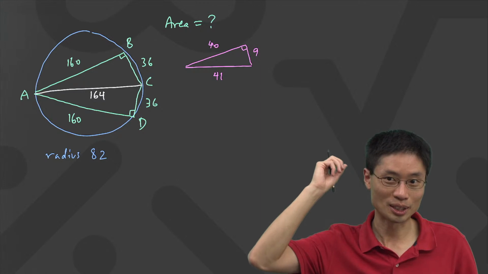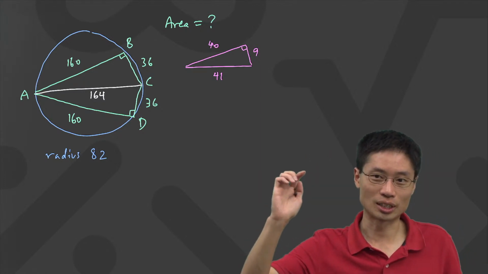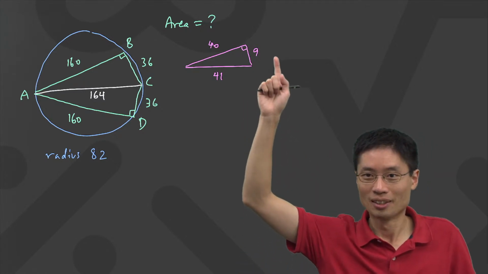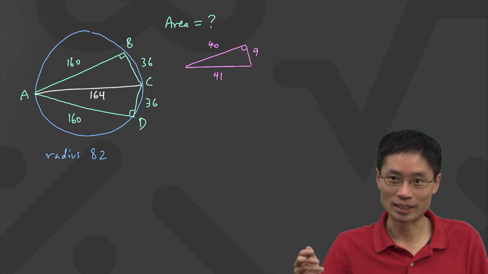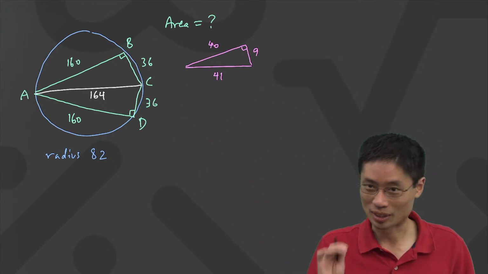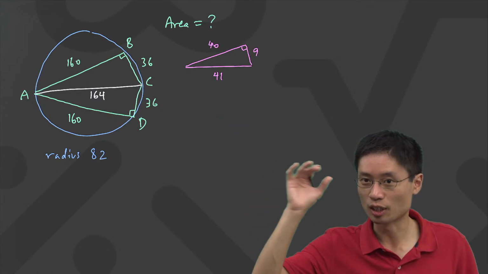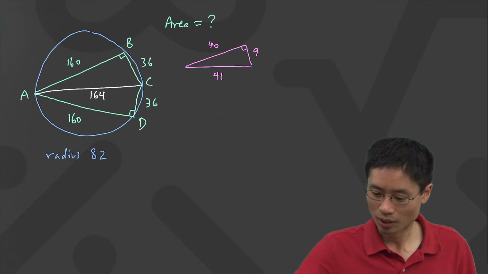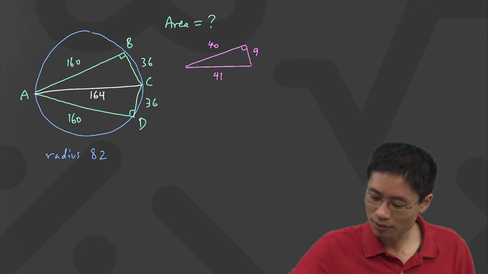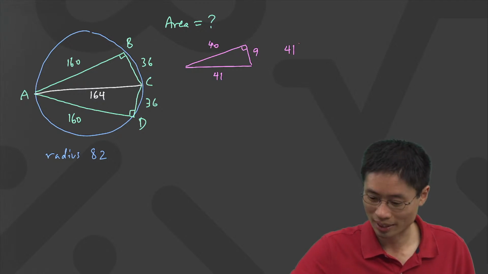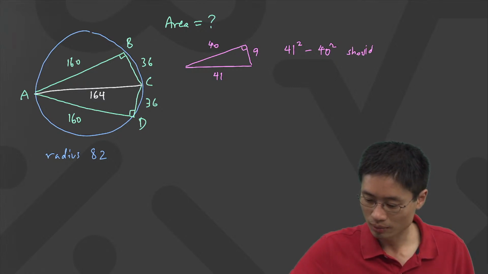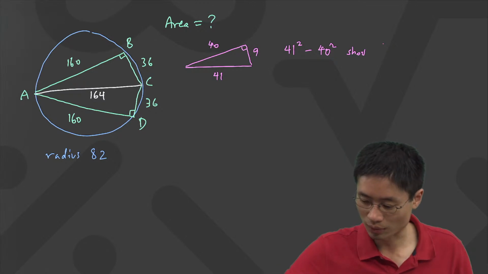If you want to know, you can just double check. There are a couple of ways to double check, by the way. One way is just to say, all right, Pythagorean theorem time, 40 squared plus 9 squared, and hope it works. I'll show you another way just to check that this is actually a legitimate right triangle. The other way is to say, well, why not just check what the difference of the squares is? Because since the Pythagorean theorem is true, if I take 41 squared minus 40 squared, that should be, well, if it is a right triangle, that should be 9 squared.